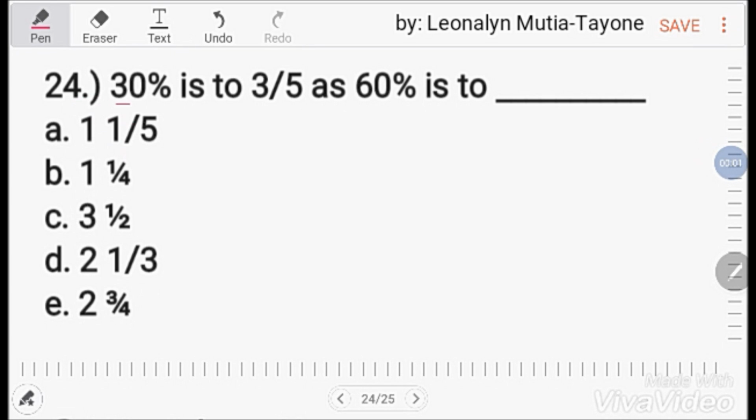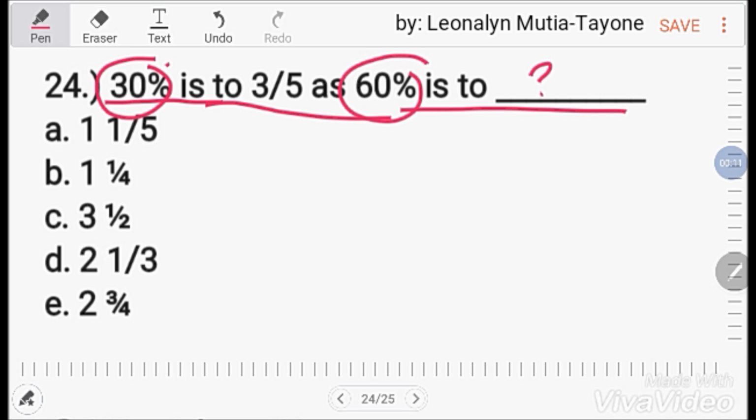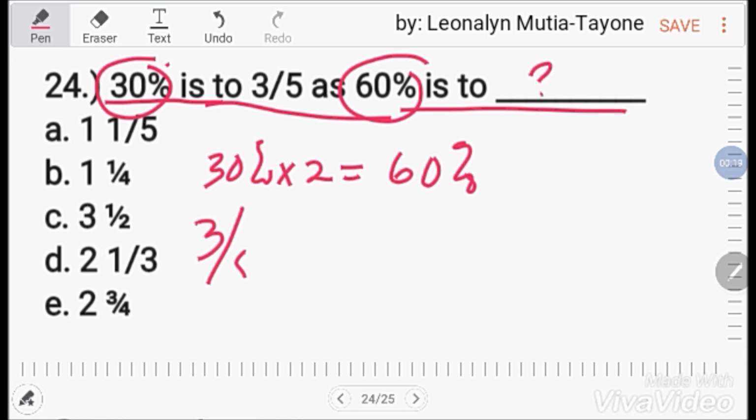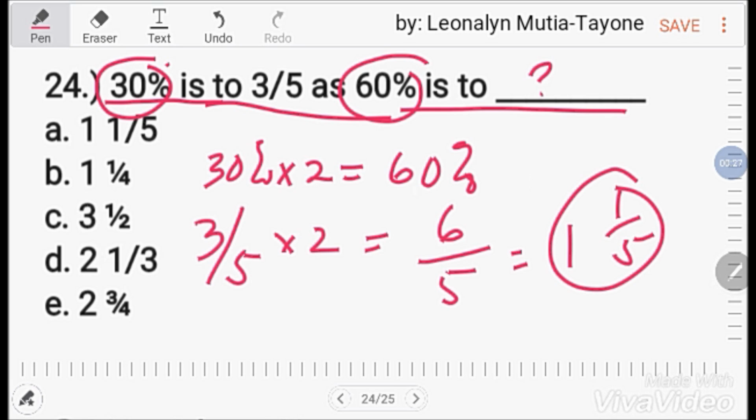Number 24. 30% is to 3/5 as 60% is to what? Tingnan mo ng buo. Itong 30% at 60%, maganda mong i-combine ito kasi kung i-multiply mo lang ng 2, that is 60%. So that means si 3/5, i-multiply mo lang ng 2 and that is 6/5 or 1 and 1/5. At nandyan sa choices.